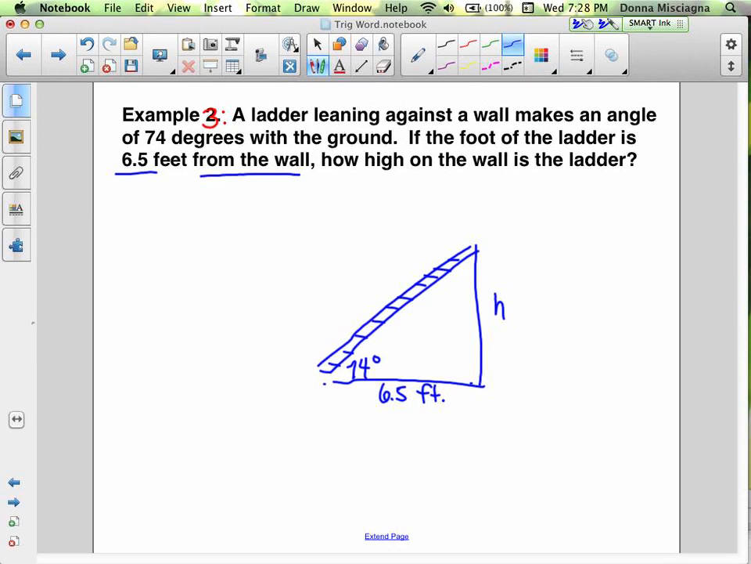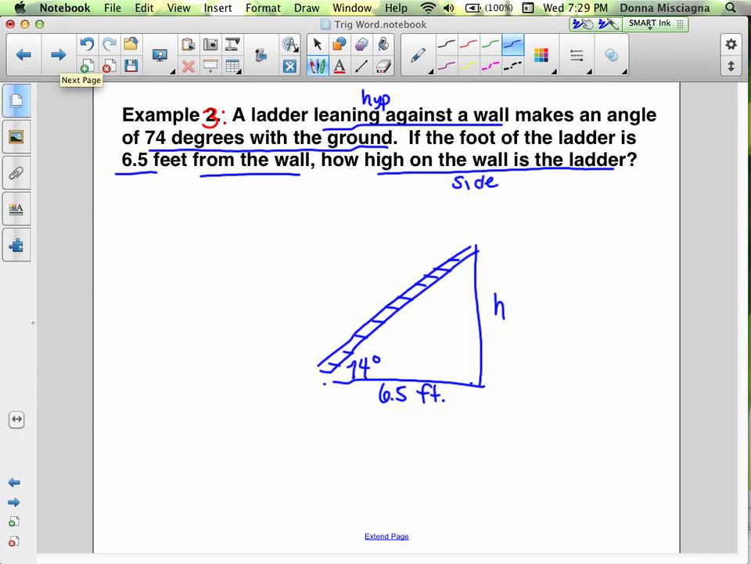So here we have to read all these important things. 74 degrees with the ground. It's leaning against a wall, so that means that's the hypotenuse. How high on the wall is the ladder? We're looking for the side. So you have to interpret the problem. That's the only thing that's different between these and the other problems that we've been doing.